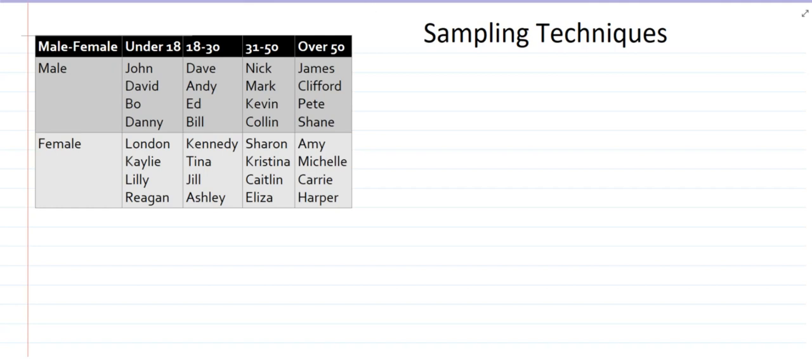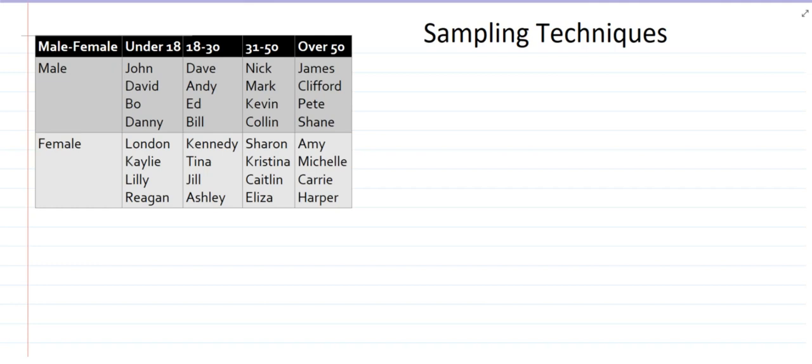Okay, welcome in. We are going to be looking at different types of sampling techniques today. For sampling techniques, we have four main types. We have a simple random sample, a stratified random sample, a cluster sample, and a systematic sample.